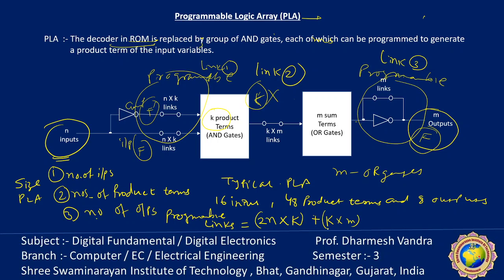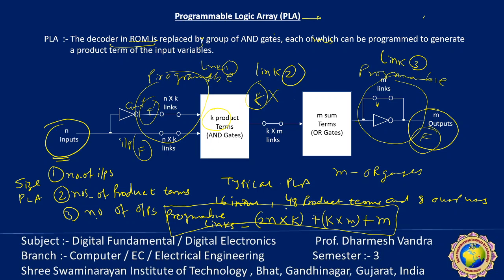And the total m OR gates: every output has one link. Remember this; some students make a mistake here. They consider the inverter as a link, but it is an inverter gate. So every output has only one link, not two. So plus m. This is the common equation useful here.